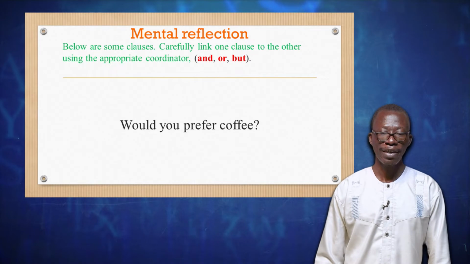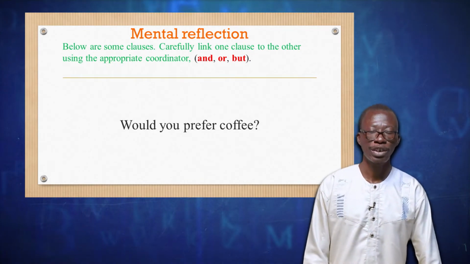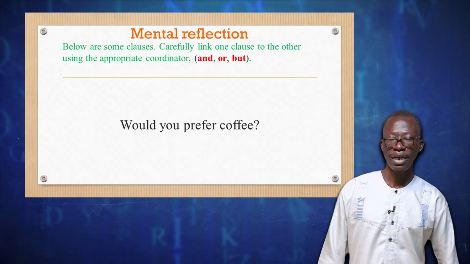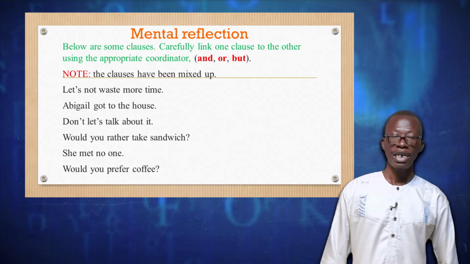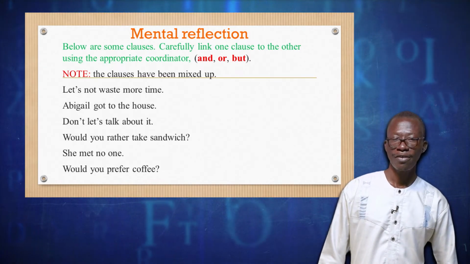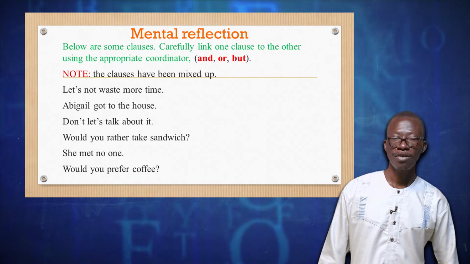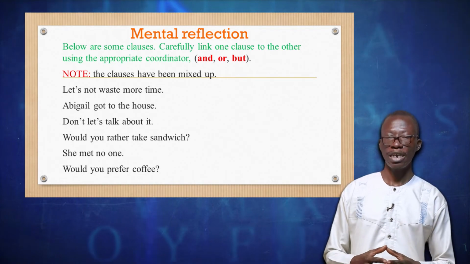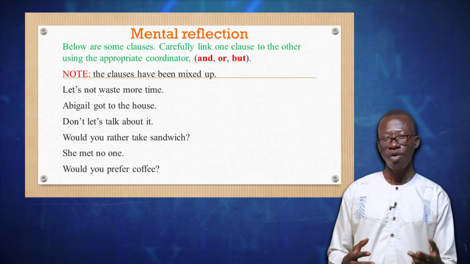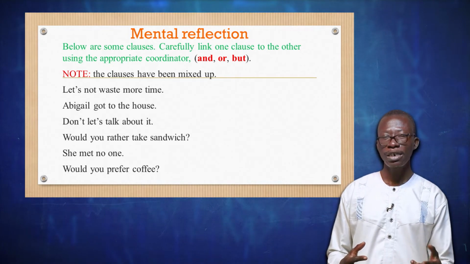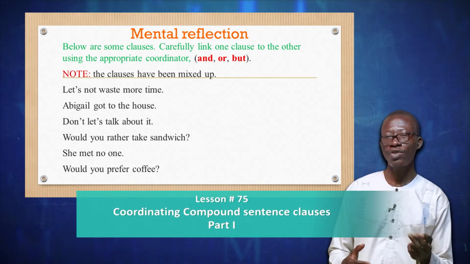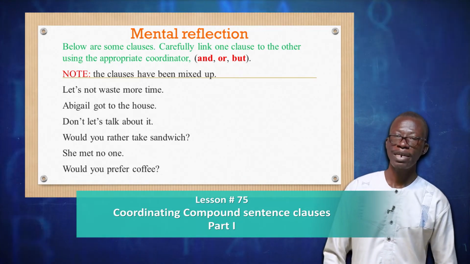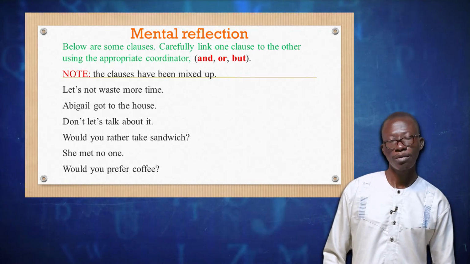Would you prefer coffee? So that is also a question. So you put a question mark at the end of it. So we spend three minutes in putting these simple sentences, or independent clauses, into compound sentences. So you use two. Go through them carefully. Find out which one can perfectly coordinate with the other. Remember, we are using coordinators, and the coordinators have been given. We are to use and, or, and then but.